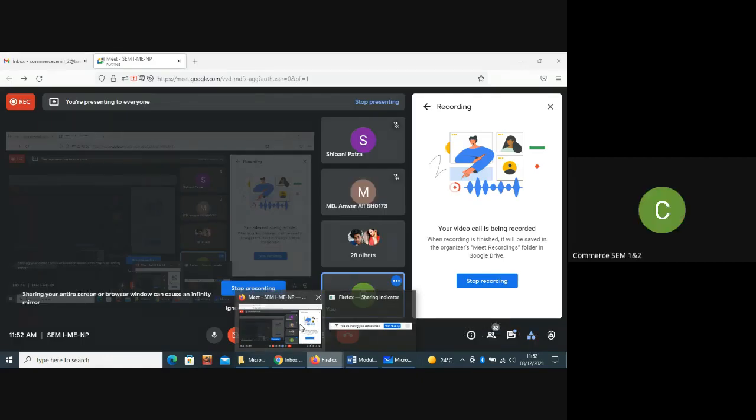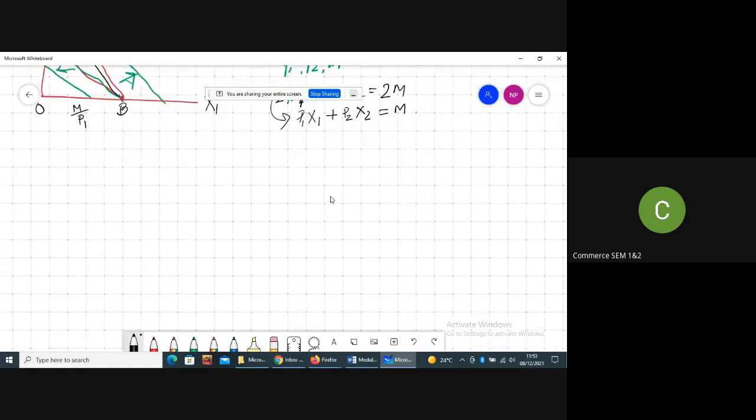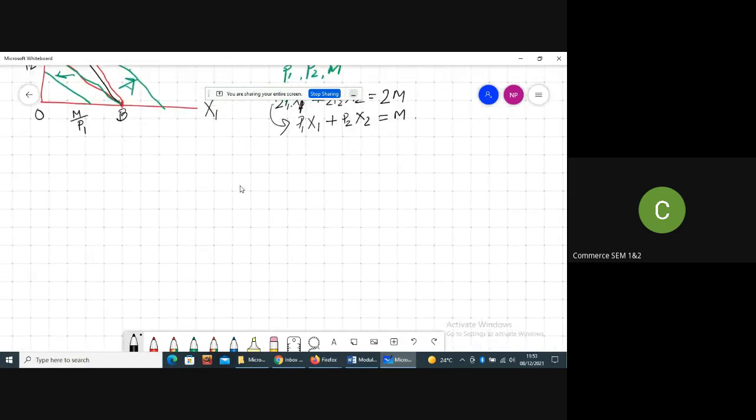Okay, now say you have some amount of money in your pocket, and say you went to college today, and when you are entering the college, you have received a 50 rupees note from the street. So what will happen to your budget line? How will your budget line change?